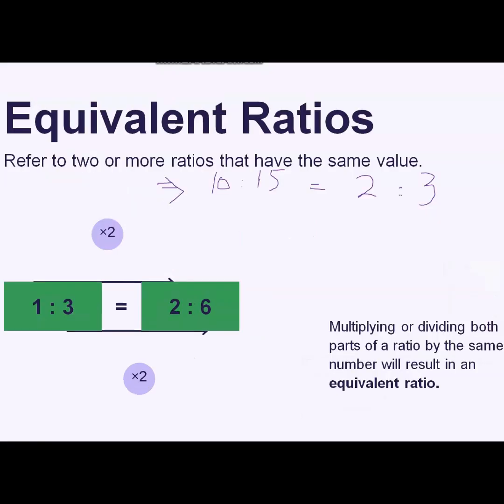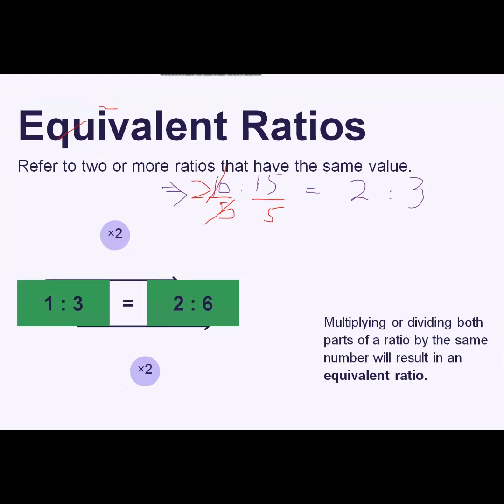Or if we are having one type of ratio 10 ratio 15 and 2 ratio 3, we have to check whether they are both equivalent or not. If we divide both parts of the first ratio by 5, it would be 5 twos are 10 and 5 threes are 15. So the answer would be 2 ratio 3. So it means that both ratios are equivalent. Fine.